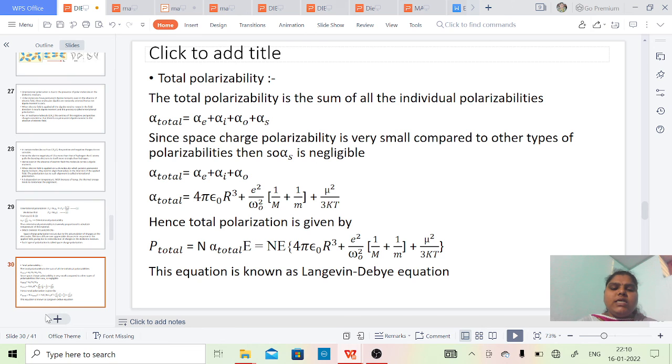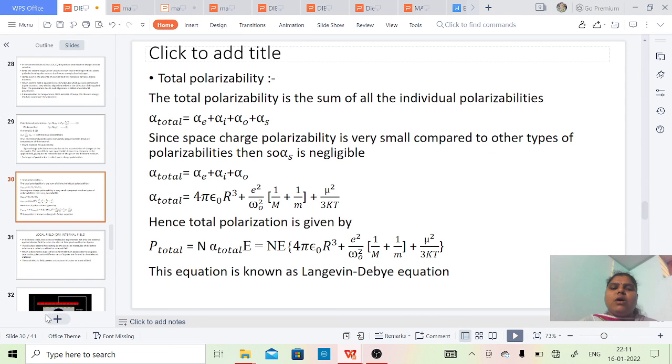Hence the total polarization is given by P equals N into alpha total into E. That is N E into alpha total: 4 pi epsilon naught r cube due to electronic polarization, plus e square by omega naught square into 1 by M plus 1 by small m due to ionic polarization, plus mu square by 3 kT due to orientational polarization. This equation is also known as the Langevin-Debye equation. So this is the concept of the types of polarization completely.